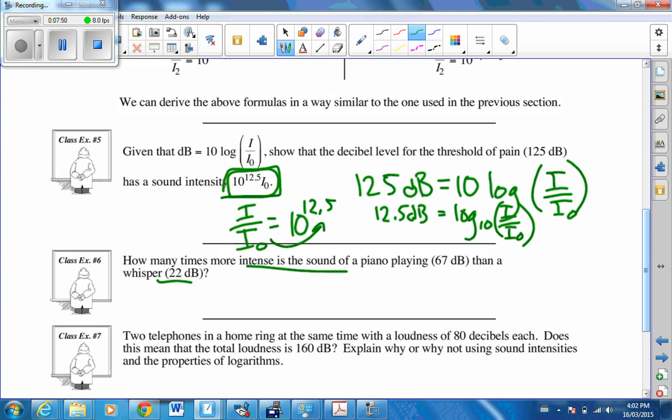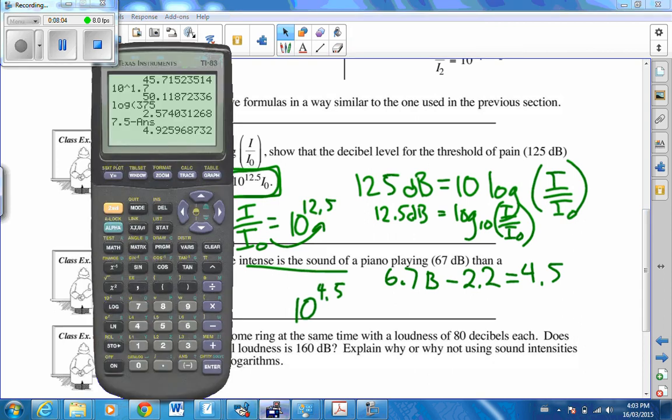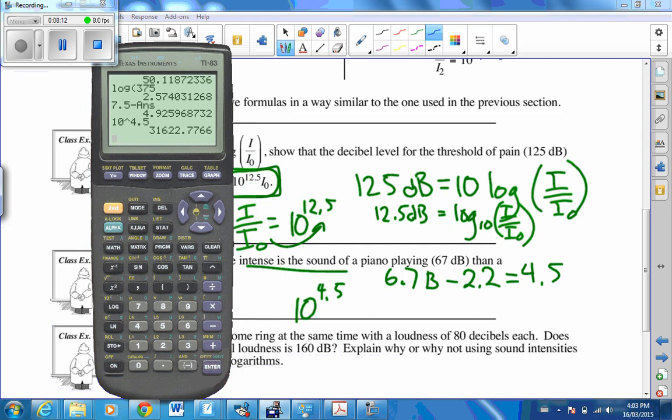So here I just go 6.7, that's it in bells, minus 2.2, which is 4.5, so it's going to be 10 to the 4.5. Ta-da! 31,000 times more intense.